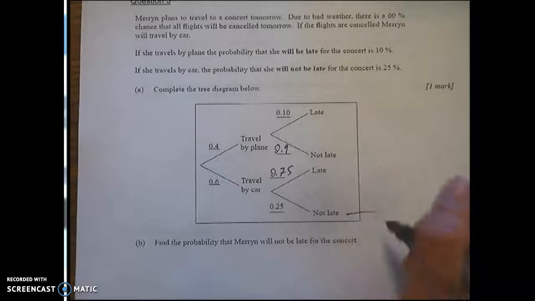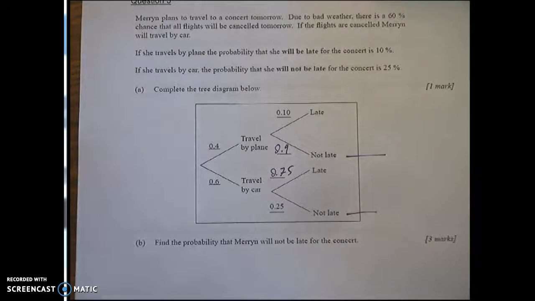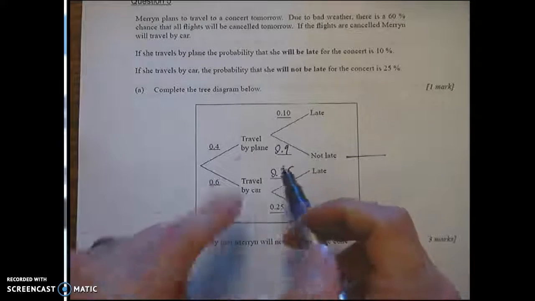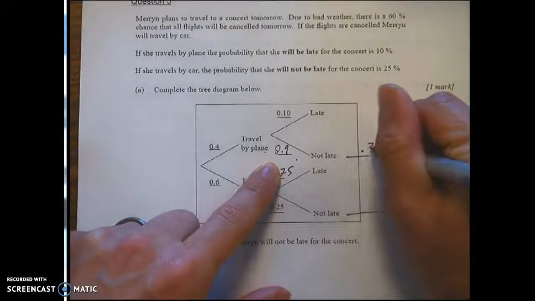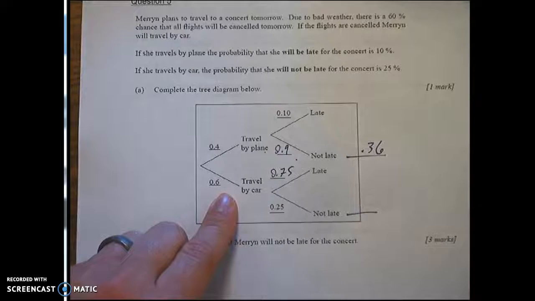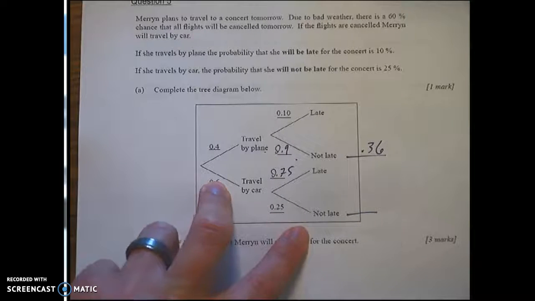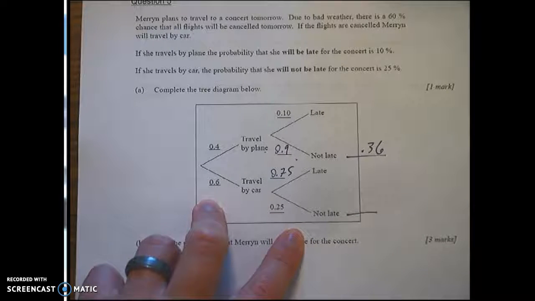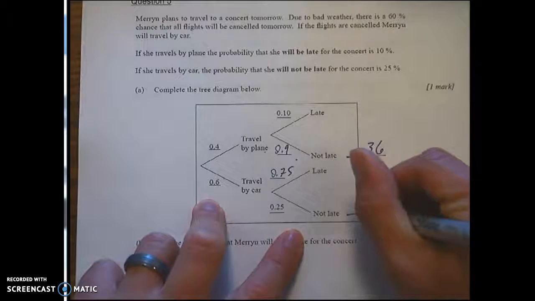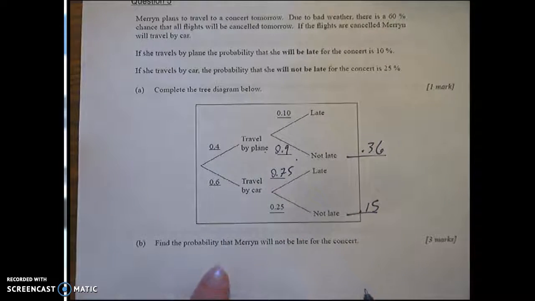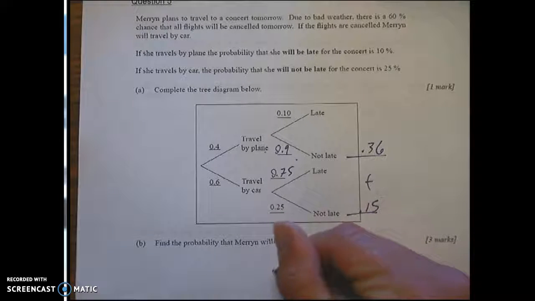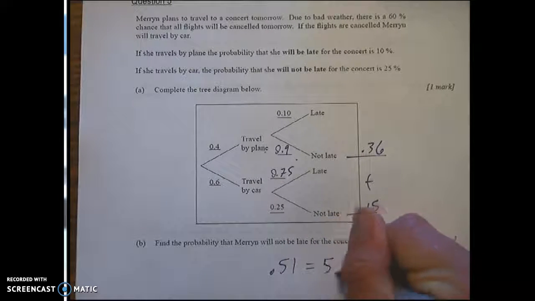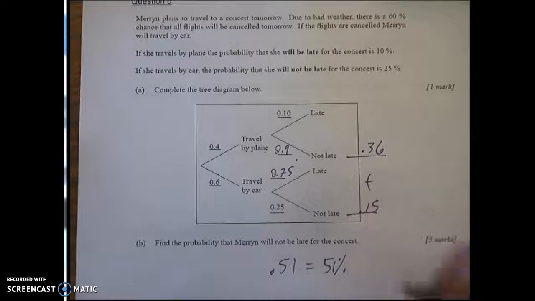So she'll not be late here and here. The probability of her traveling by plane and not being late is 0.4 times 0.9, 0.36. The probability of her traveling by car and not being late is 0.6 times 0.25, which is 0.15. So the total probability that she'll not be late, we're going to add these 2 together to get 0.51, where there's a 51% chance she will not be late for the concert.